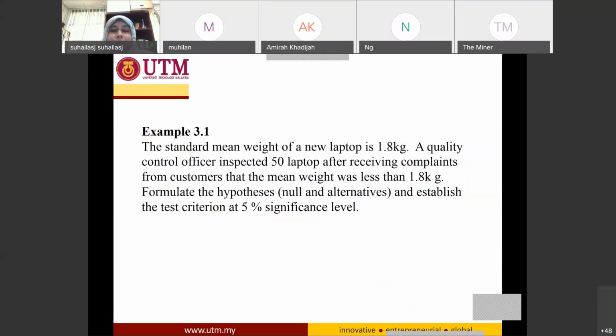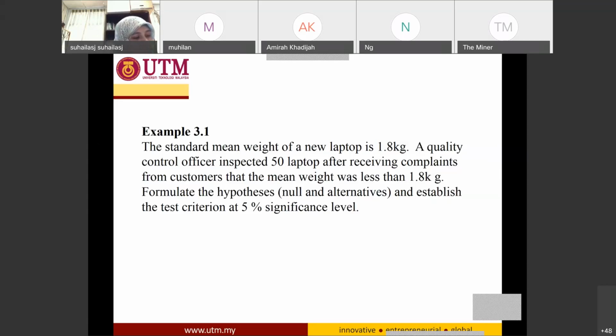Okay, this is just how we construct it. Example 3.1: the standard mean weight of a new laptop is 1.8 kilogram. A quality control officer inspects 50 laptops after receiving complaints from customers that the mean weight was less than 1.8. Formulate the hypothesis. How do we write it? We write the null and alternative and establish the test criteria at 5% significance level.